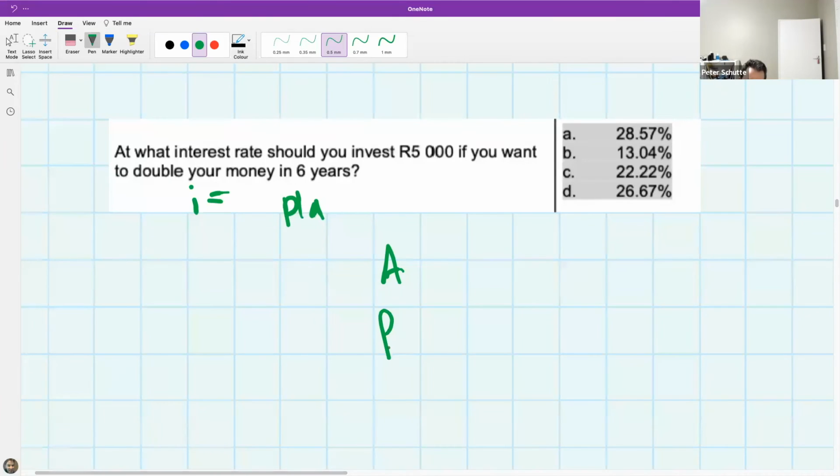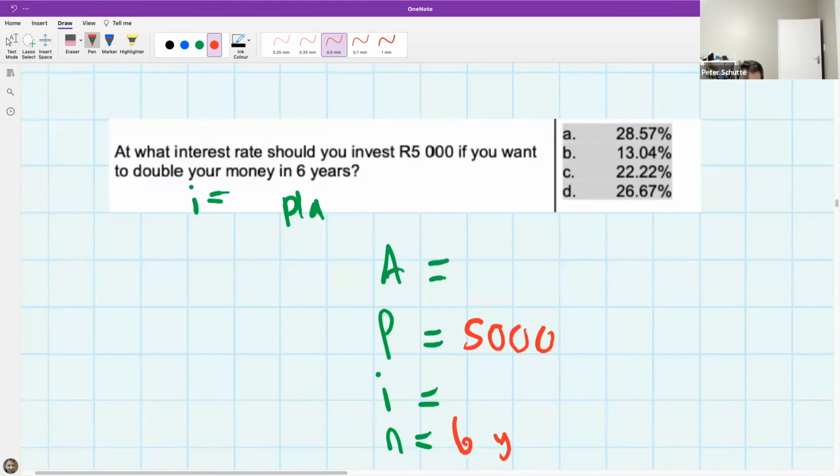What I like to do sometimes is I write down things that I know, and that helps me keep track of what I need to find. What's my A value going to be? They didn't tell me what the A value is, but because they said it's double, I know that it needs to be 10,000.